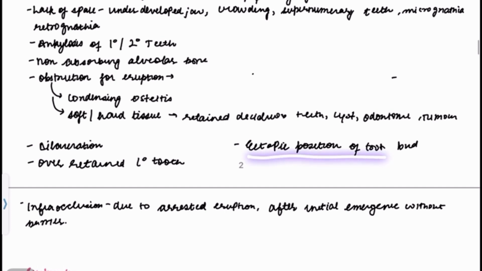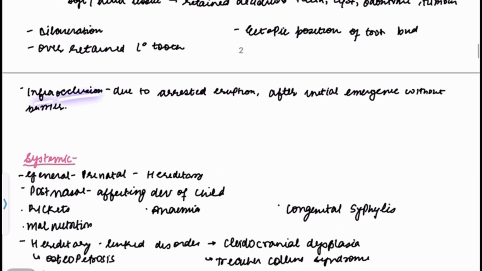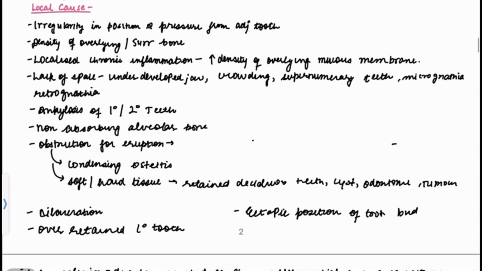Then ectopic position of the tooth bud, that is, the tooth bud was present so deeply in the bone that it is not able to erupt to its normal position. Then there can be infraocclusion due to arrested eruption. That is, the tooth erupted initially, but it didn't reach the occlusal plane where it had to reach. So these all were the local causes.